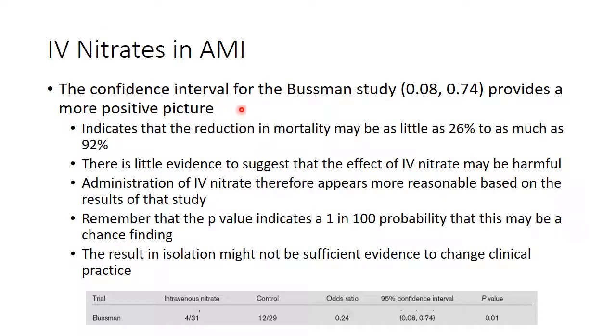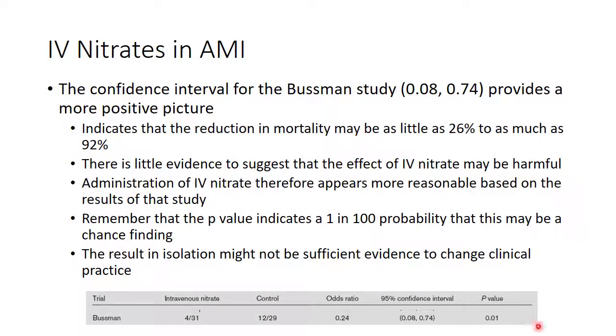So again, the confidence interval for the Busman study, 0.08 to 0.74, is going to provide a more positive picture here. This does not cross 1, so we know this is going to be a statistically significant result. This means that it could indicate a reduction in mortality as little as 26%, as you can see here, 0.74, to as much as 92%. So in this case, you would find little evidence to suggest that the IV nitrate may be harmful, and therefore, based on the results of this study, it would be more likely to be beneficial for your patients.